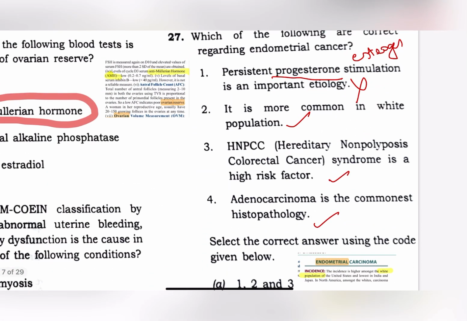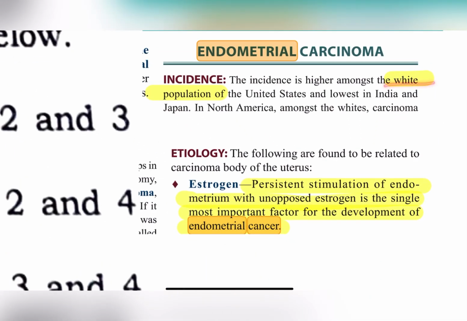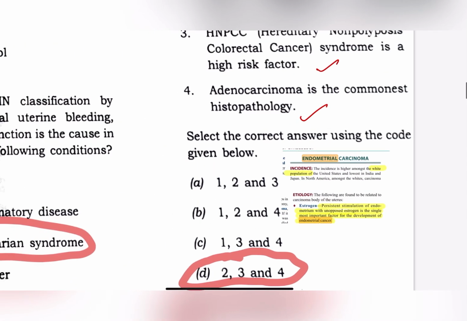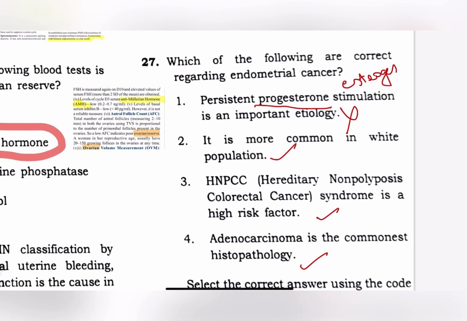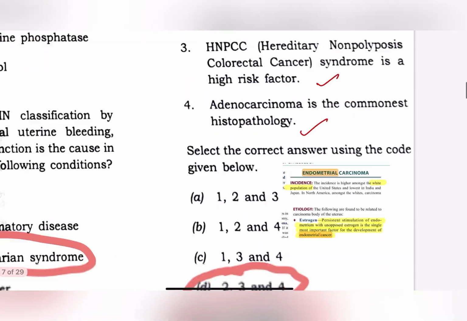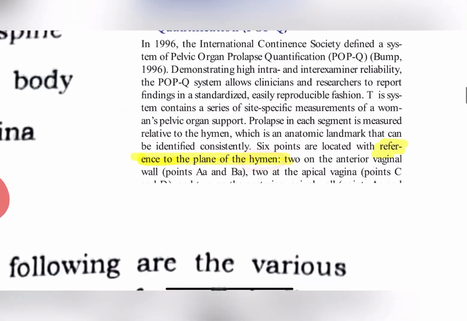In 27, which of the following are correct regarding endometrial cancer? Endometrial cancer usually occurs in the white population. Persistent stimulation of the endometrium with unopposed estrogen is the single most important factor for the development. So we have persistent progesterone stimulation, and that is wrong. It is actually estrogen stimulation. White population, then HNPCC is a high risk factor, and adenocarcinoma histopathology, that is true. You have to catch the word progesterone, it is actually estrogen. The reference point 0 in the POP-Q classification is actually taken as the plane of the hymen. So the answer for this is hymen.